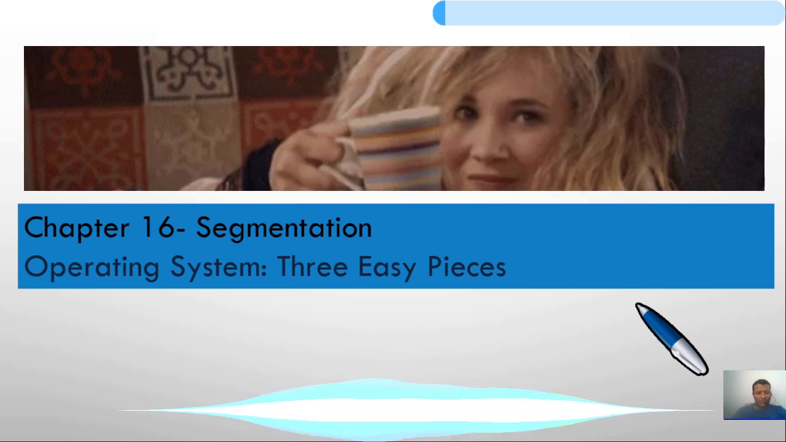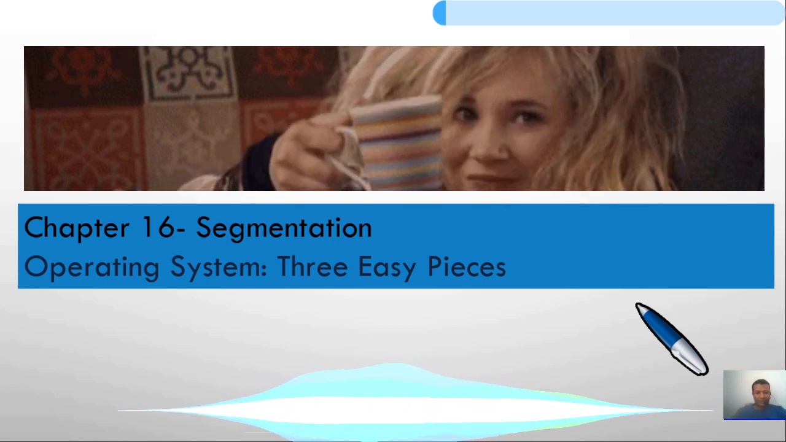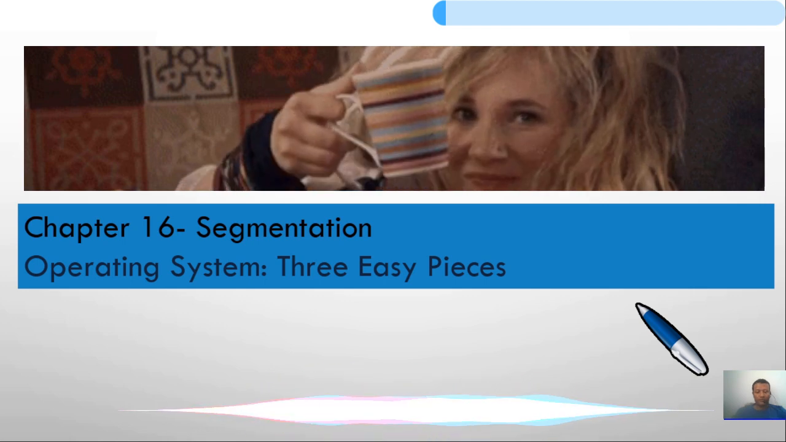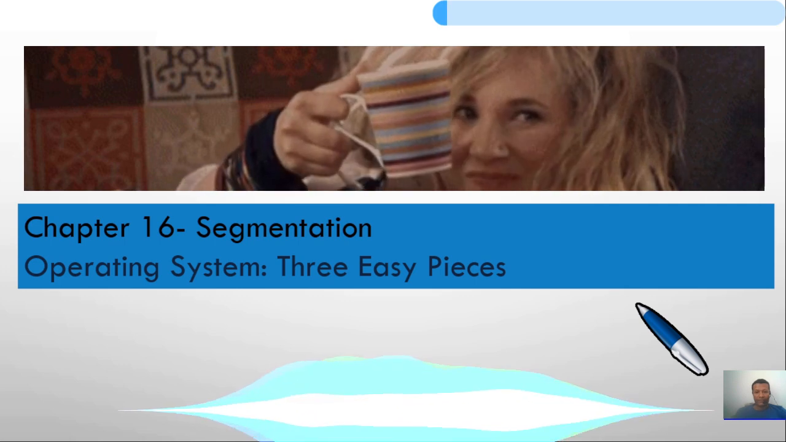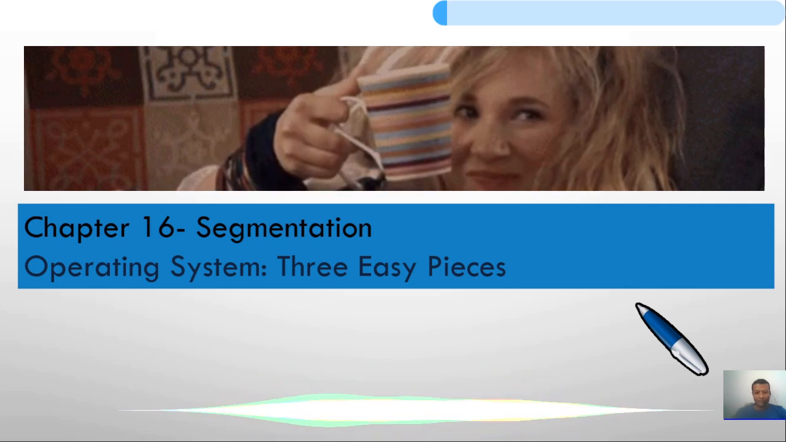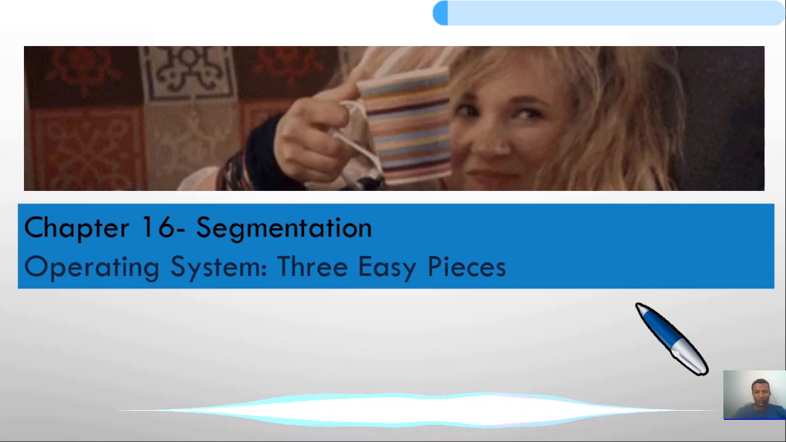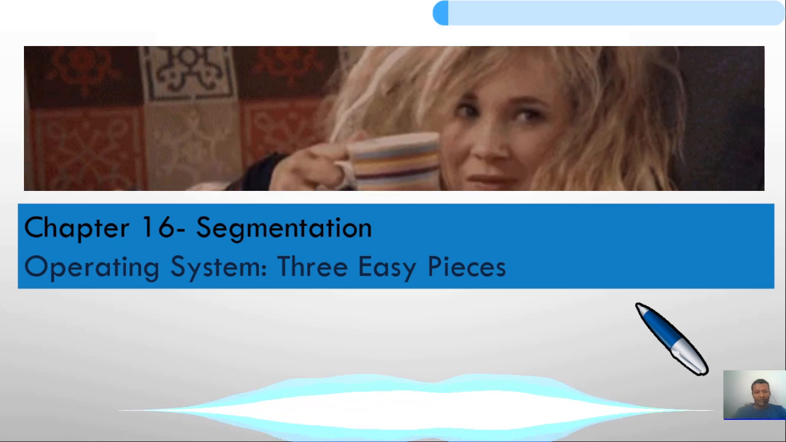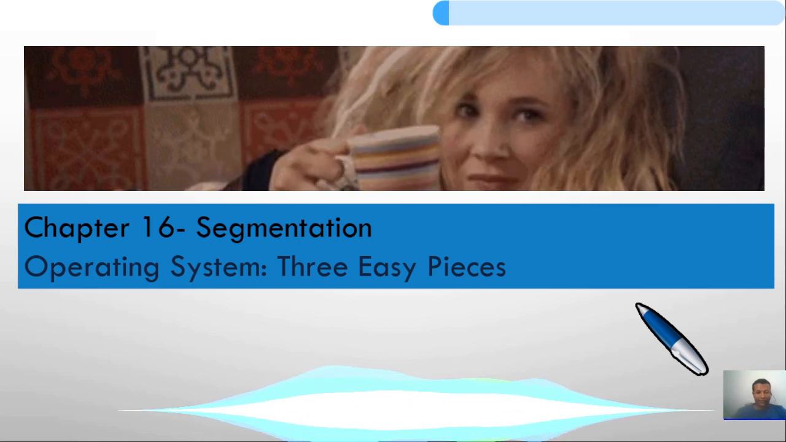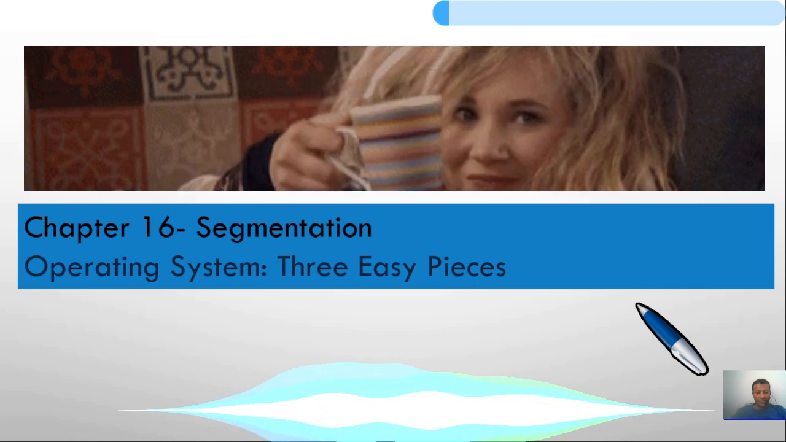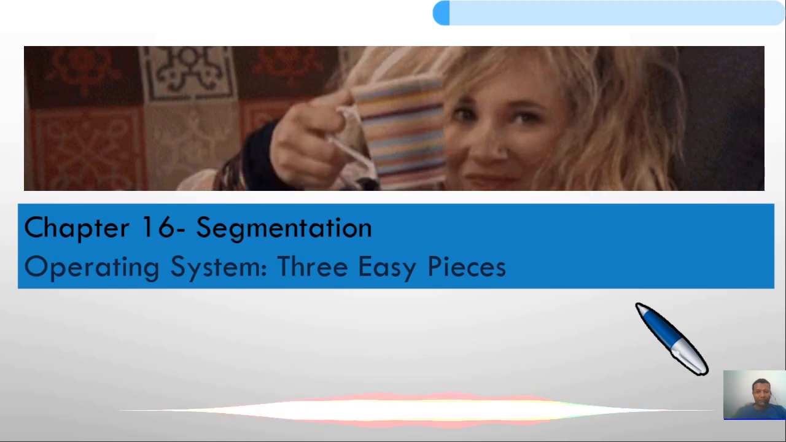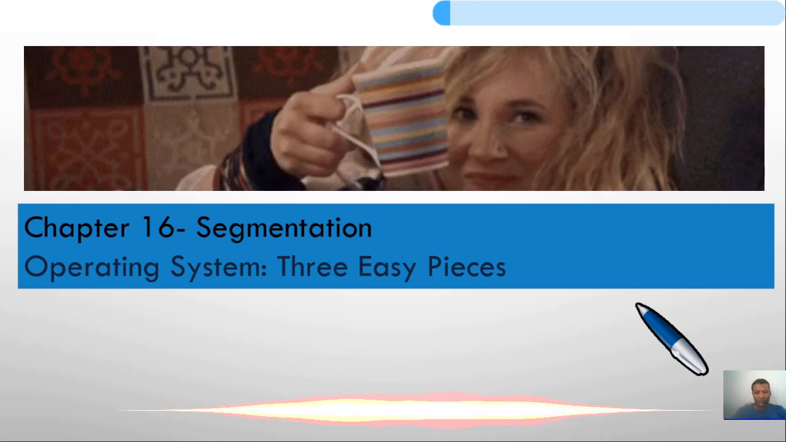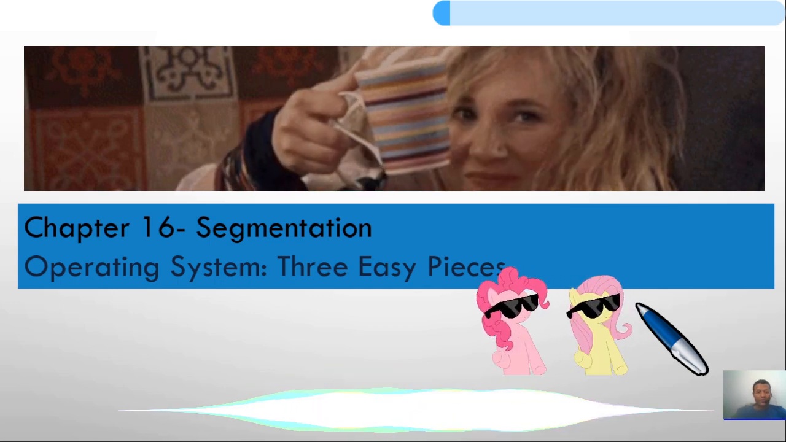In chapter 15, we discussed address translation, and how, with virtual memory, physical memory and address space, we translate the virtual address into a physical address with the base and bound system. So I invite you to check the video.